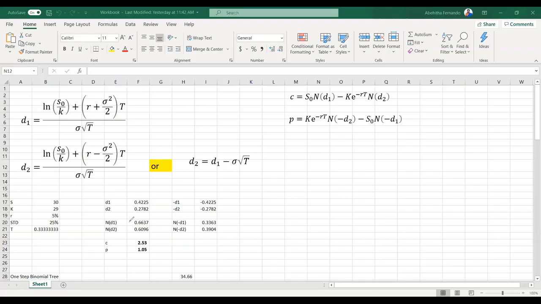But sometimes you could be given several probability values. So you should know what is the value of D1 and what is the value of D2, and then select the correct probability value. If you take over here for D1, you will get a probability value of 0.6637. And for D2, you will get a probability value of 0.6096, right?